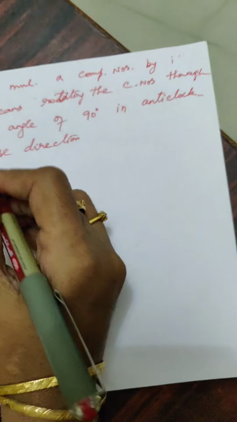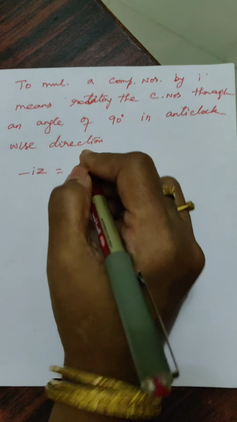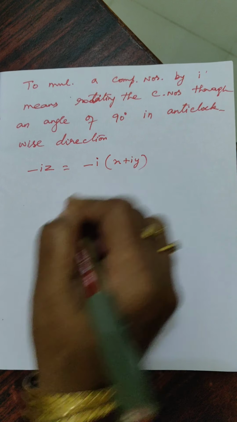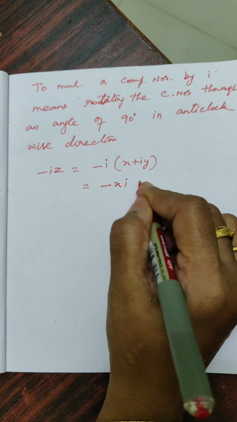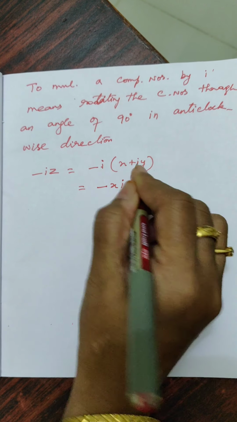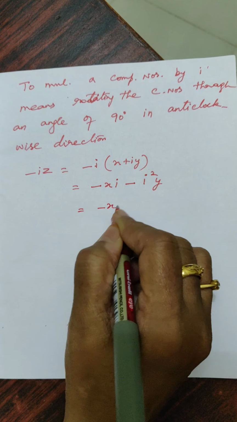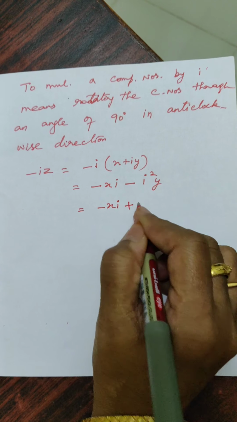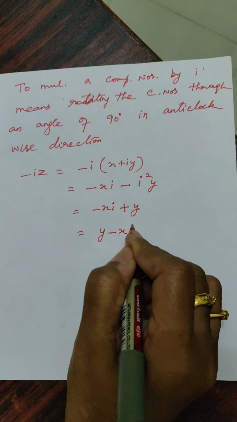Now can you tell me what is the value of minus i times z? What is minus i into x plus iy? Minus xi, minus i into i squared y... minus i squared y. Okay. Minus xi, i squared is minus 1, minus into minus gives plus y. Or I can write this as y minus xi.